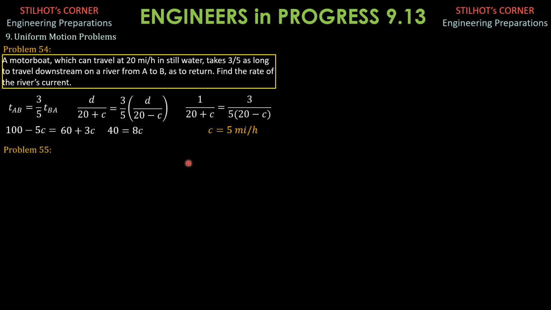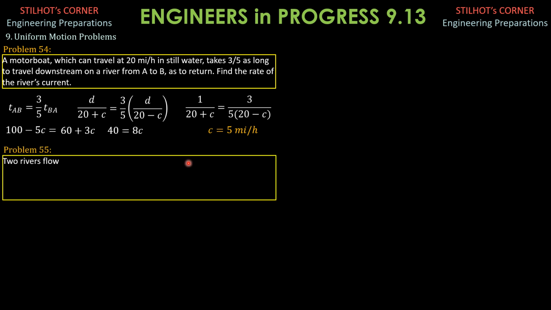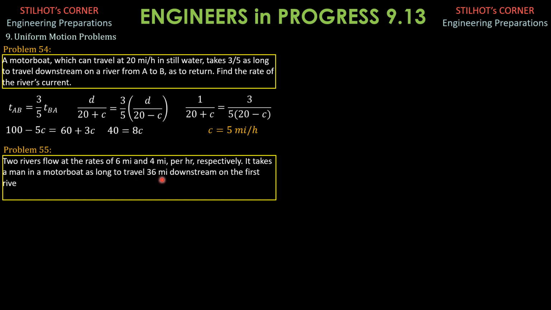Problem 55. Two rivers flow at the rates of 6 miles and 4 miles per hour respectively. It takes a man in a motorboat as long to travel 36 miles downstream on the first river as to travel 16 miles upstream on the second river. Find the speed of the boat in still water.